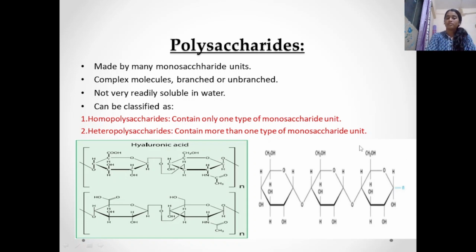Whereas in a heteropolysaccharide, more than one type of monosaccharide unit forms the polysaccharide chain. For example, hyaluronic acid is formed by two units, that is N-acetyl glucosamine and glucuronic acid, and that is why it is a heteropolysaccharide. There are also other homopolysaccharides like cellulose, which contains a single type of monosaccharide.